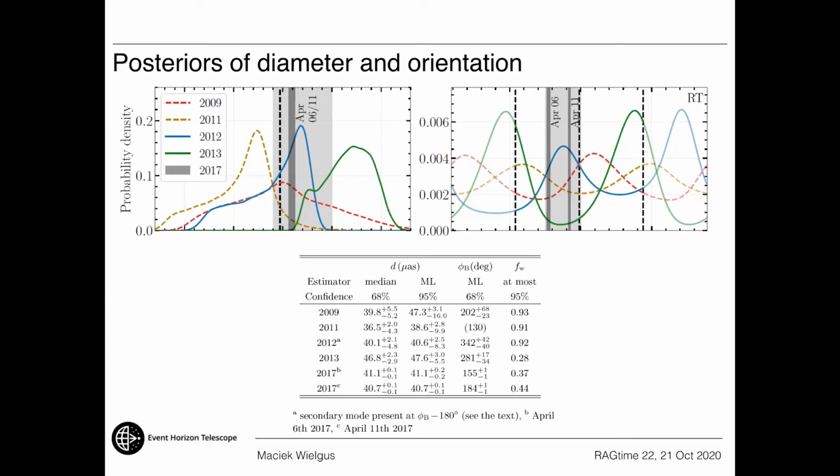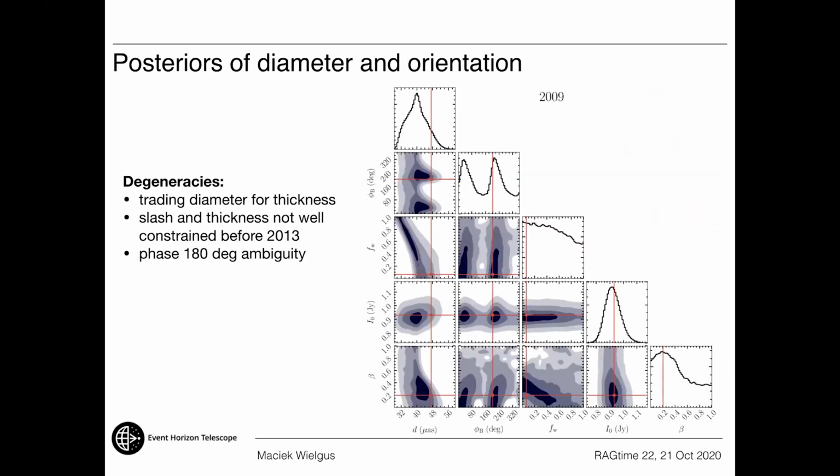What it means is that the size of the ring was consistent between 2009 and 2017. On the other hand, position angle, it seems that it varied quite a bit. These are the posteriors of the distributions. I wanted to use them to highlight some uncertainties, like the fact that there is this ambiguity of 180 degrees. So those posteriors look periodic.